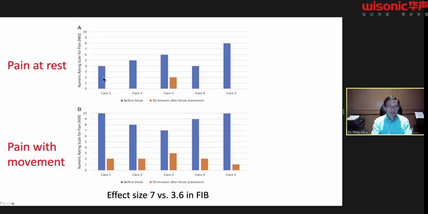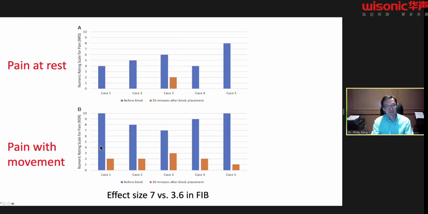So this is before the block, the Peng score at rest. And after the block, there's no pain. That's why you don't see a bar here. The only one who still has some pain at rest is here, who has metastatic disease on fentanyl patch 200 microgram. The metastatic disease infiltrates the whole femoral head and neck and even the femur. So that's why the patient still has some pain at rest.